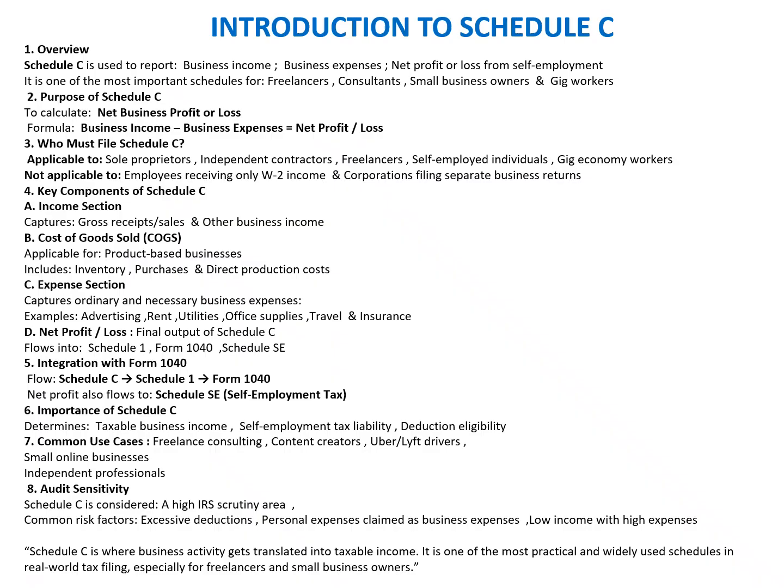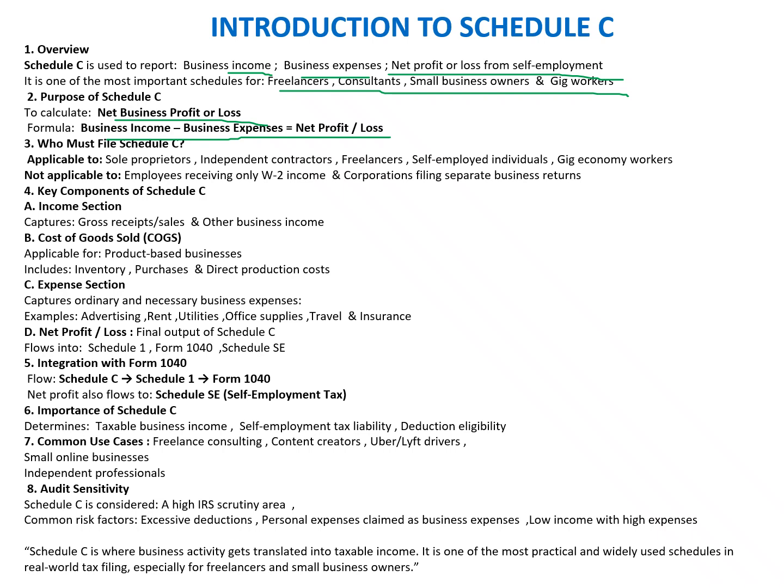Okay, so we'll talk about the first slide, which is the introduction to Schedule C. Now, Schedule C is used to report business income and business expenses, and the net profit or loss from self-employment. It is one of the most important schedules for freelancers, consultants, small businesses, and gig workers. The purpose of Schedule C is to calculate the net profit or loss for the business, wherein the formula is very simple: business income minus business expenses gives us the net profit or loss.